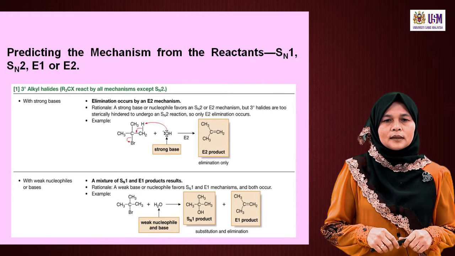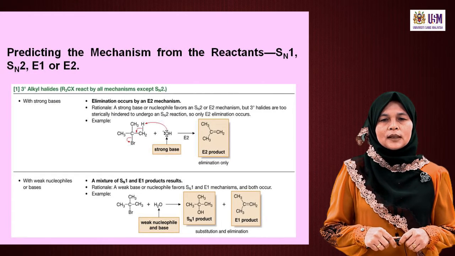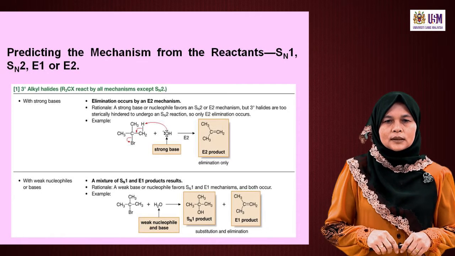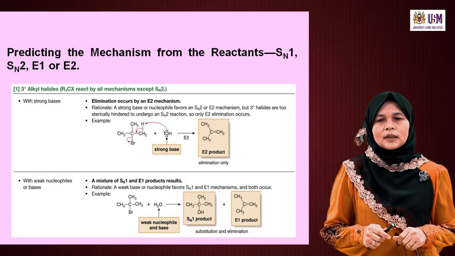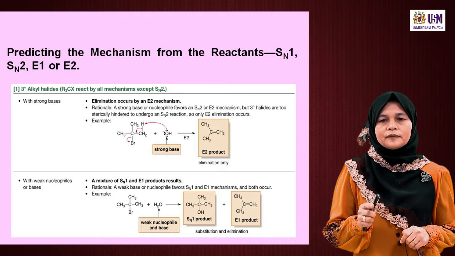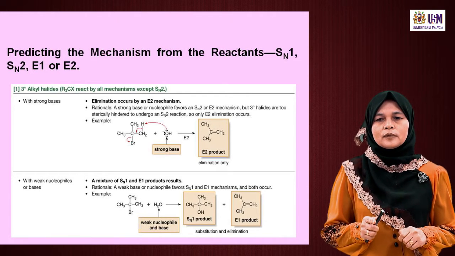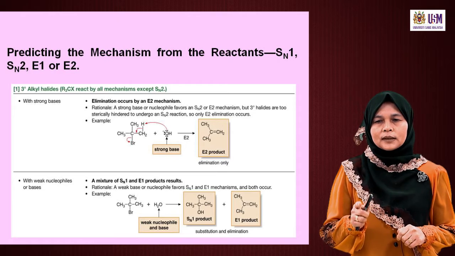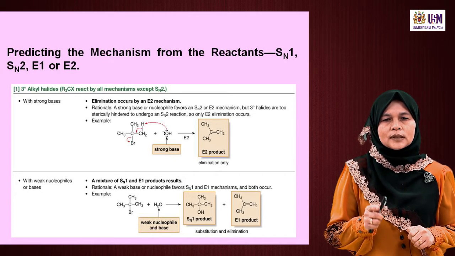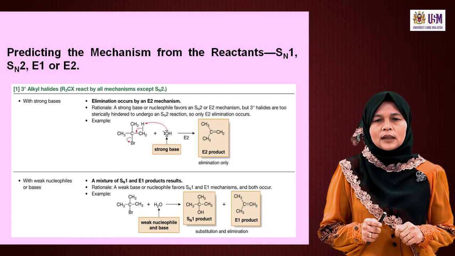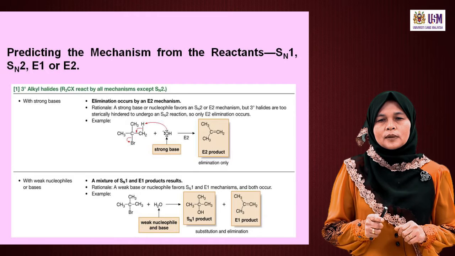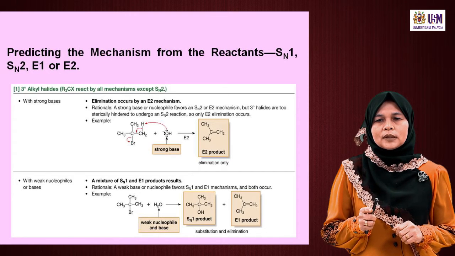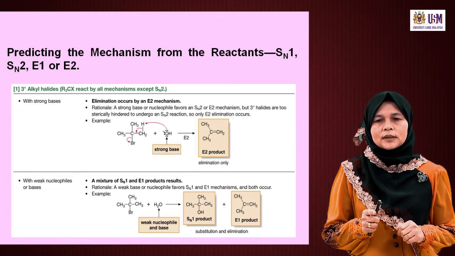Tertiary alkyl halides react by all mechanisms except SN2. But with strong bases, the elimination occurs by an E2 mechanism. A strong base or nucleophile favors an SN2 or E2 mechanism, but tertiary halides are too sterically hindered to undergo an SN2 reaction. So only the E2 elimination product occurs, as shown here.